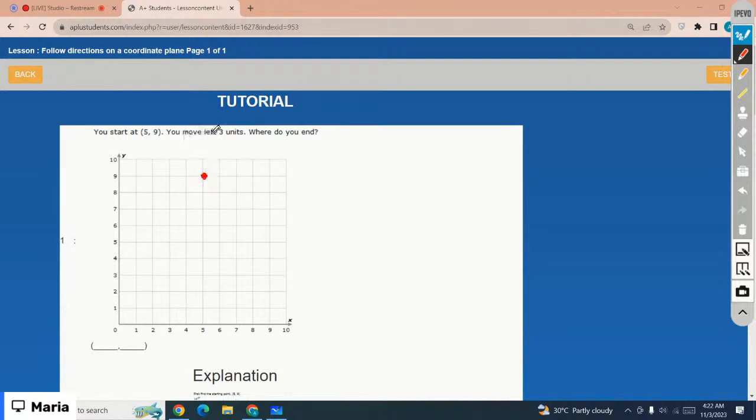You move left 3 units. One, 2, 3. You end up here. Just note the coordinates here. You have 2 and 9, the correct option.